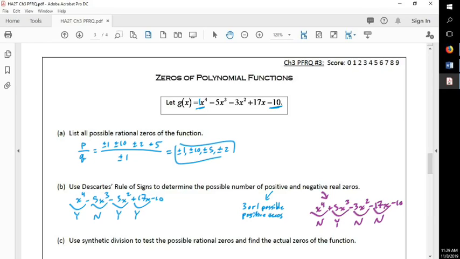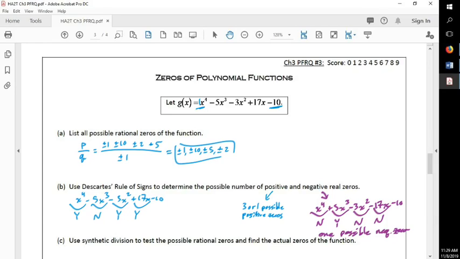So we have one possible negative. I'm going to say 1. Let's just spell it out this time. 1 possible negative zero. All right, so that part's done. Got my 2 answers. We're good.